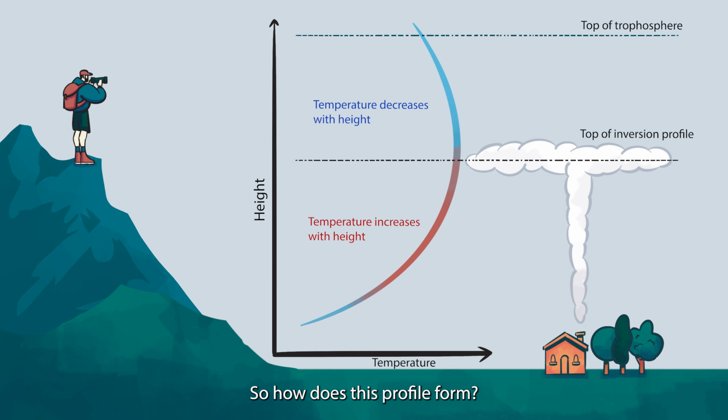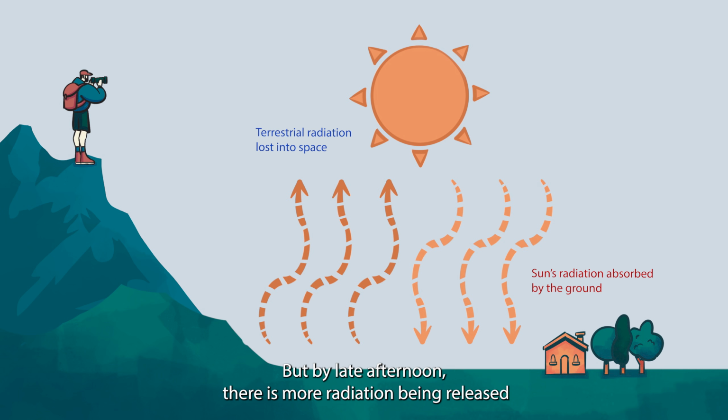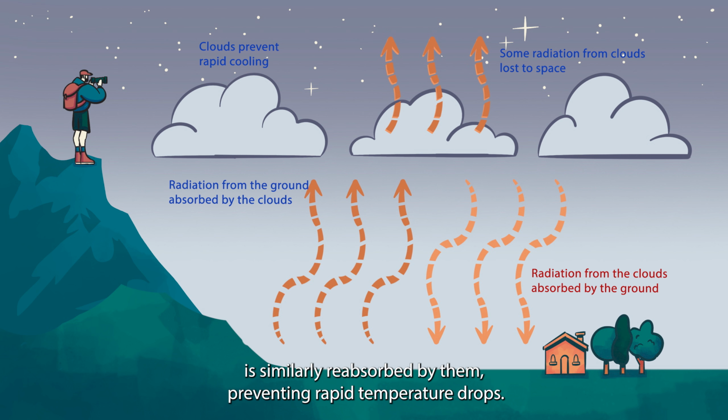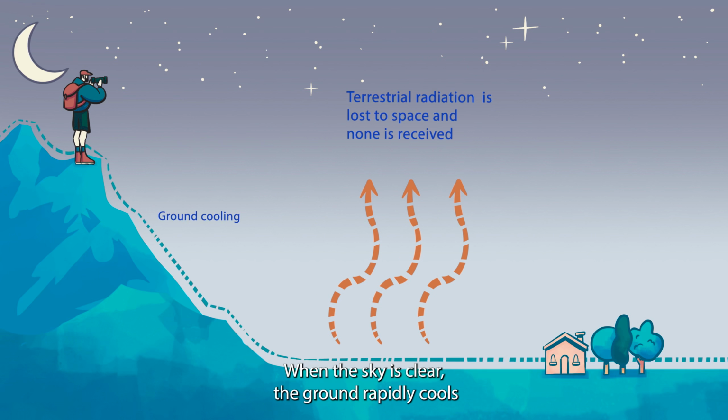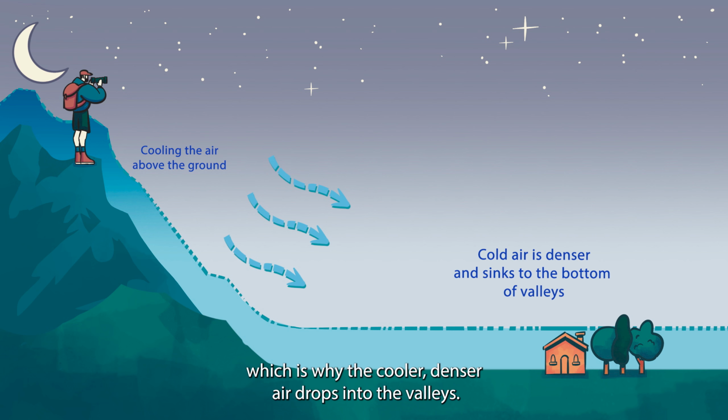So how does this profile form? Well, during the day, the sun emits solar radiation that is absorbed by the ground. But by late afternoon, there is more radiation being released from the ground back to space than there is being received. When clouds are present, the radiation emitted by the clouds or ground is similarly reabsorbed by them, preventing rapid temperature drops. When the sky is clear, the ground rapidly cools, and similarly the air above the ground too, causing an increase in air density, which is why the cooler, denser air drops into the valleys.